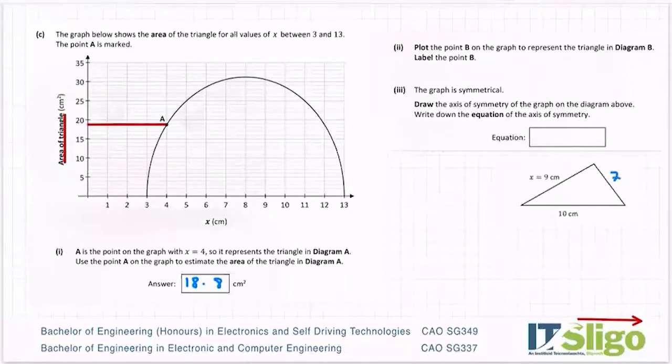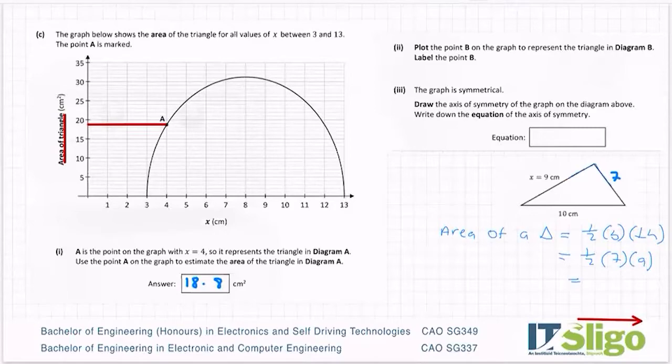Let me show you now what I'm doing. Area of a triangle is half the base by the perpendicular height. So half of, I say 7 by 9, because they look perpendicular to each other, is, 7 nines are 63, divided by 2, 31.5.